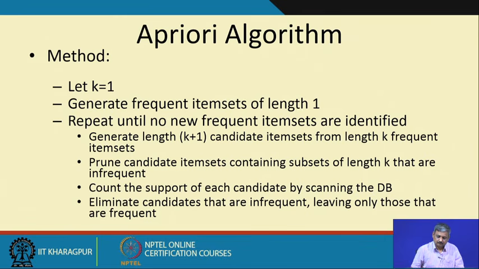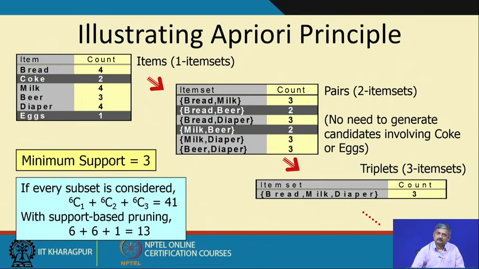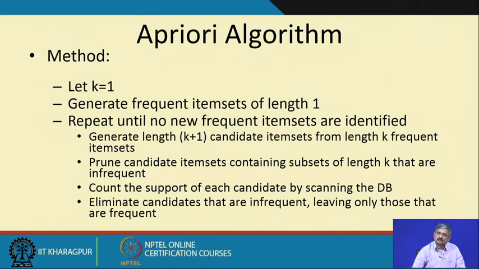So, this forms the basis of the frequent item set finding algorithm known as the Apriori algorithm. How does the algorithm proceed? You first generate frequent item sets of length 1, 1 item sets. Find out how many of them are frequent.